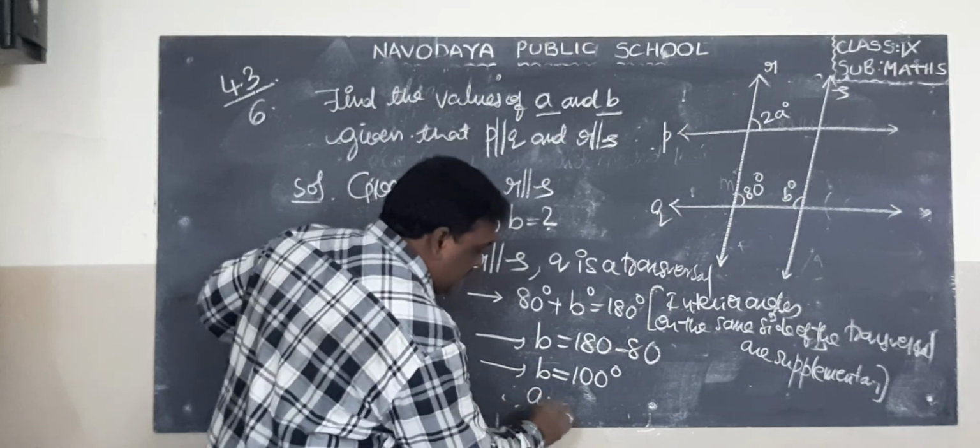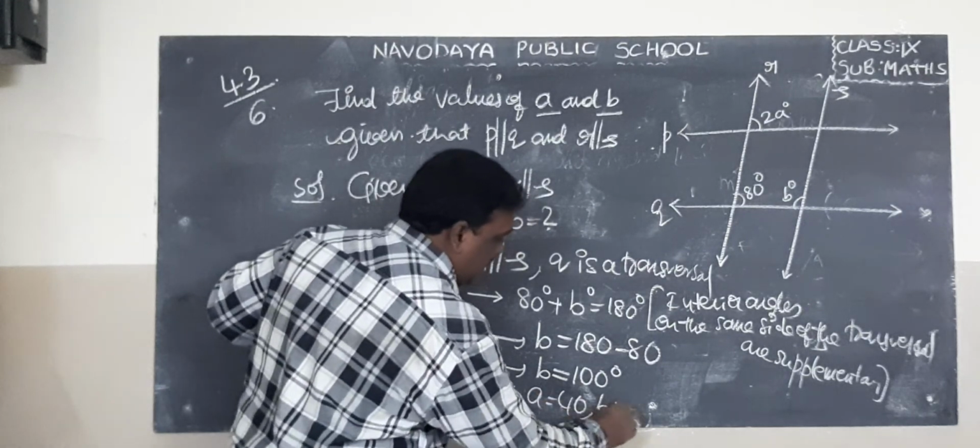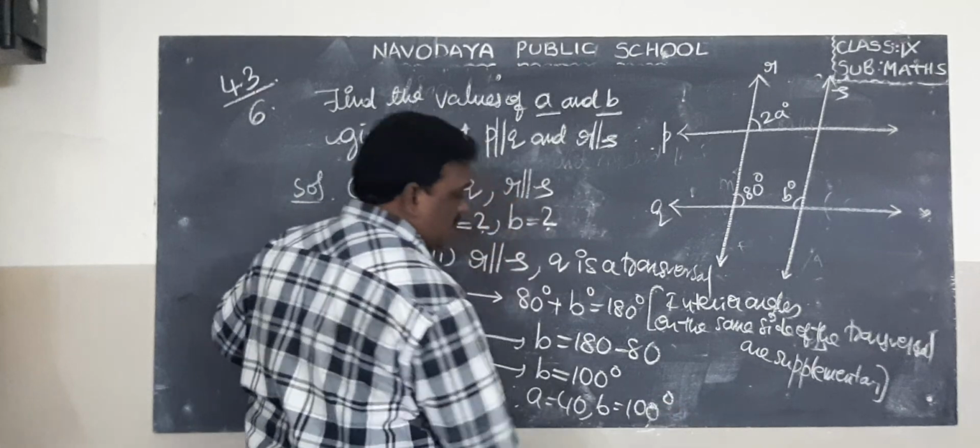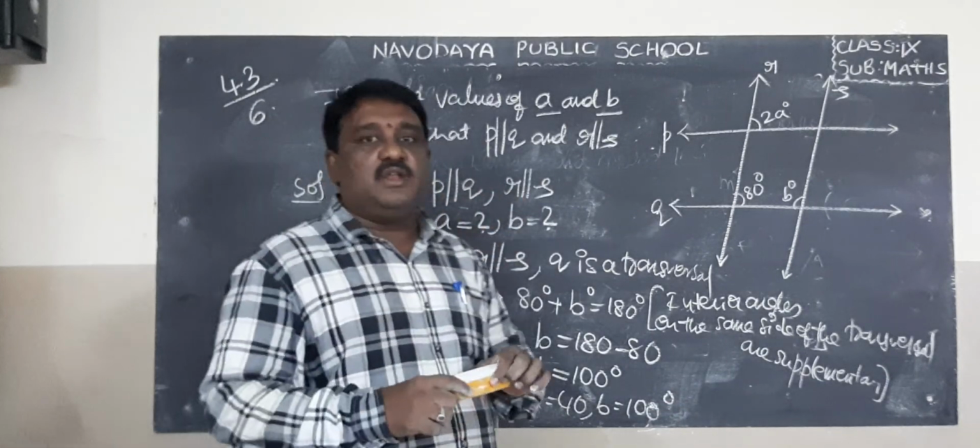Therefore, what is a value? 40. What is b value? 100. Okay, na? So in the next class, we continue 4.3.